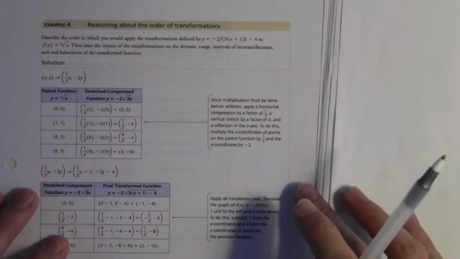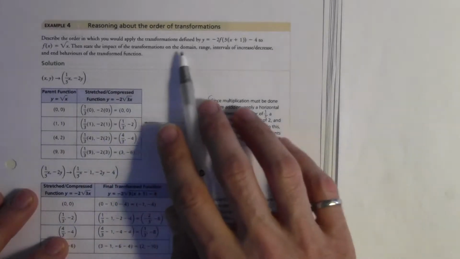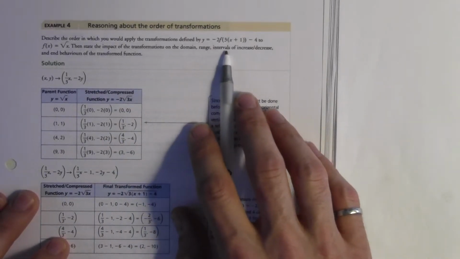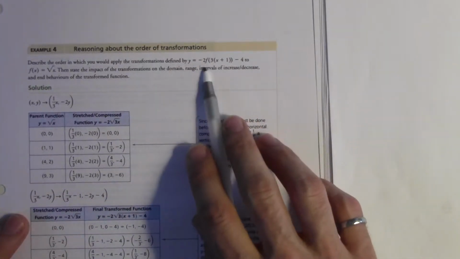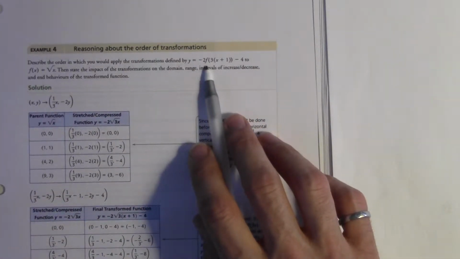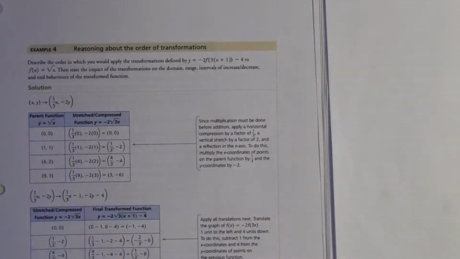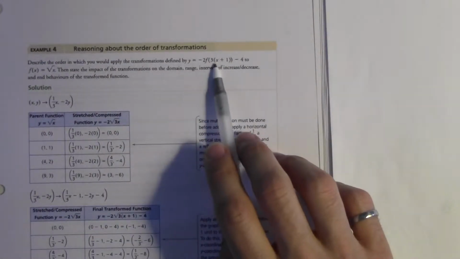Easy. Number 4, last one. Describe the order in which you would apply the transformations defined by this function now. A little bit more complicated. Let's see. Nicholas, over here. You're going to tell us what transformations are going on.